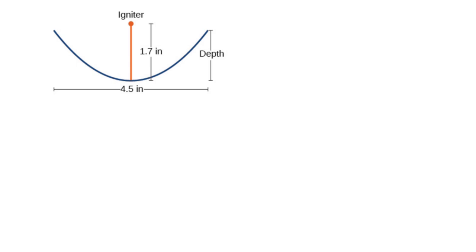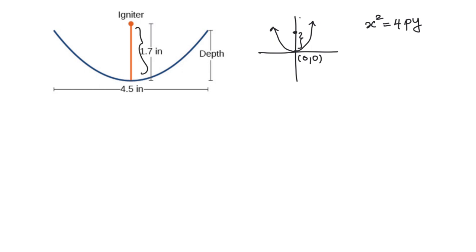This is a parabola opening upward, so I'm viewing it like that. So the standard equation is x squared equals 4py. We know p, right? We know this distance from the focus to the vertex. The vertex is at 0, 0. We know that this distance is 1.7, so this point is (0, 1.7). So p is 1.7, and x squared equals 4 times 1.7 times y. So I got the equation.